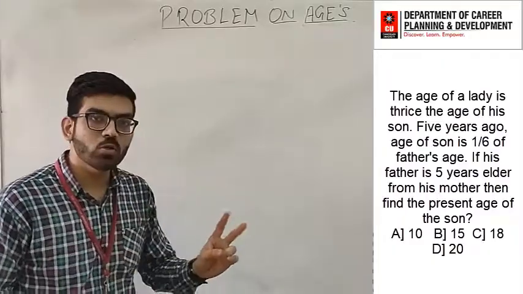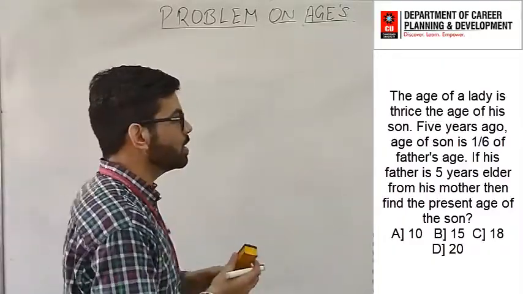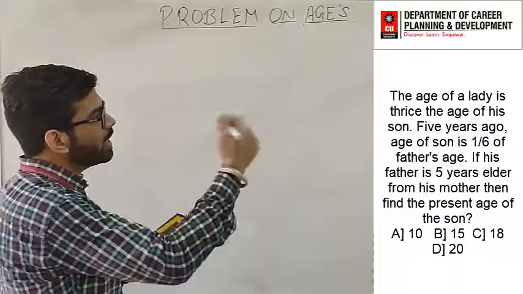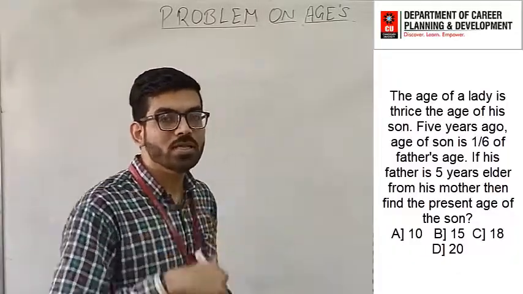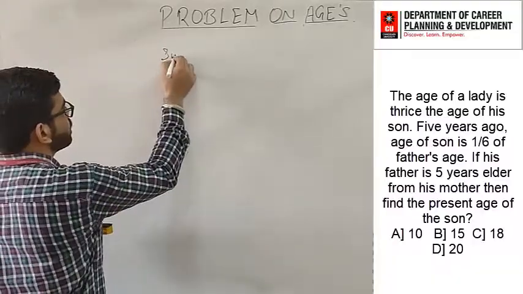There are two methods to solve this type of question. The first one is the basic method. In the basic method, whatever the question is asking about, here the age of the son, we assume that to be the variable. So let's assume that the son's age is x.